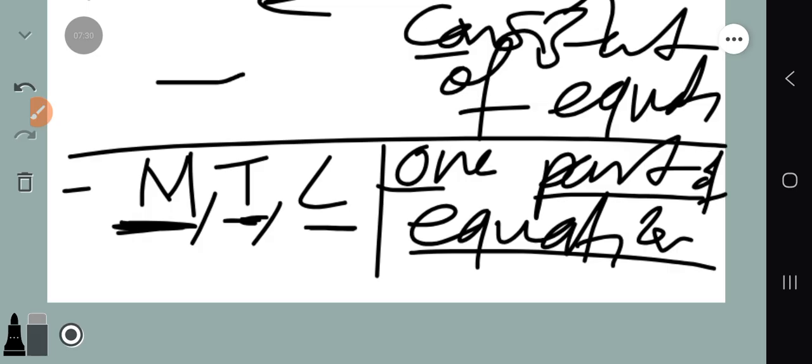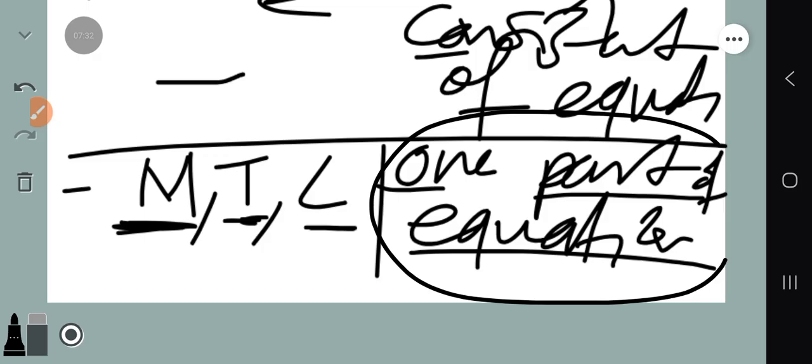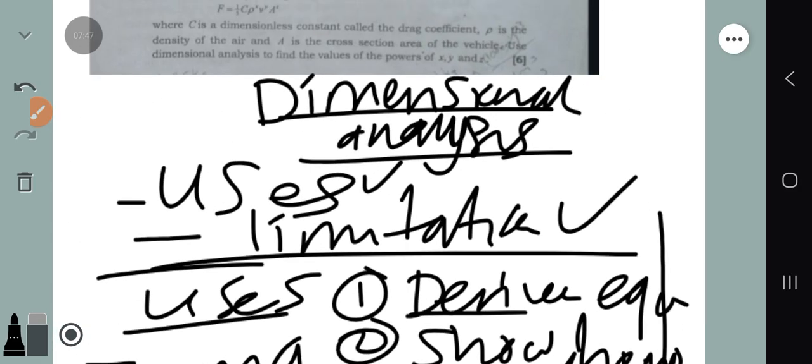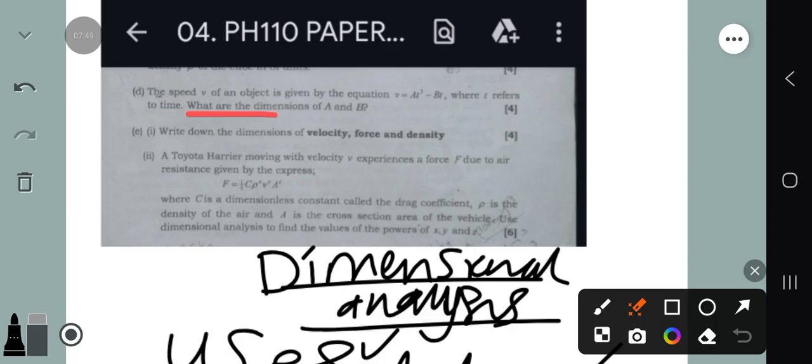Now, among these limitations, they got one question from here, one part of an equation. Dimensional analysis does not derive more than one part of an equation. And this is how we are going to apply this limitation here. This is the question that you are seeing here. This question came from the limitations. So you just need to master all the limitations and know how they ask questions on each limitation.